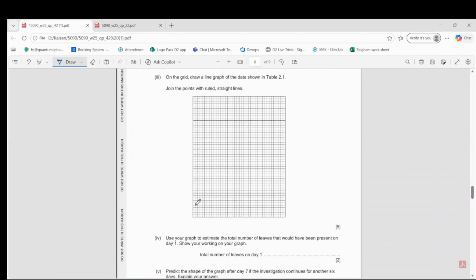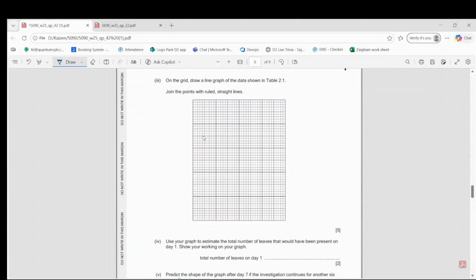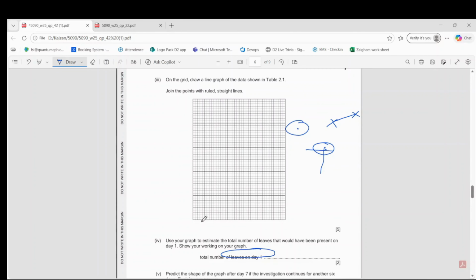Okay, the other thing that I was explaining: x-axis, y-axis, and then we have to put a dot with a circle, or rather I would suggest put a cross. The coinciding point or the center of the cross should be joined with the coinciding point of the other cross, and it should be a ruled line, meaning you have to use a scale. Then you have to calculate the number of leaves for day one, which is not given. So simply place a line on the y-axis and x-axis wherever there is a coinciding point, that is your day one.